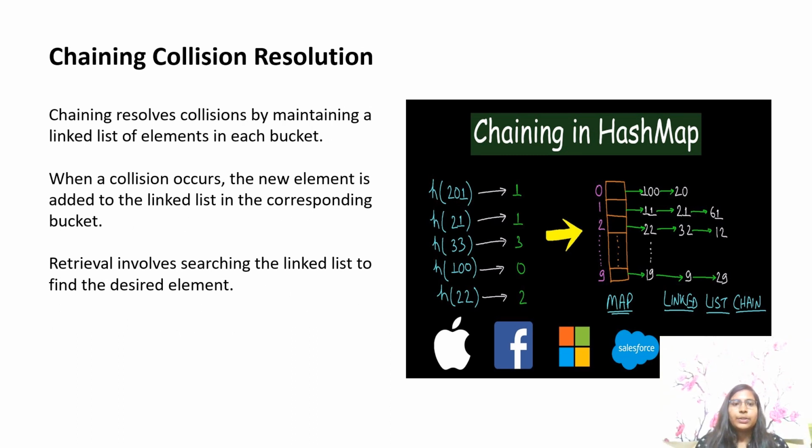Chaining collision resolution. Chaining resolves collisions by maintaining a linked list of elements in each bucket. When a collision occurs, the new element is added to the linked list in the corresponding bucket. Retrieval involves searching the linked list to find the desired element.